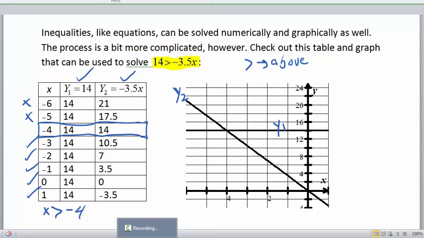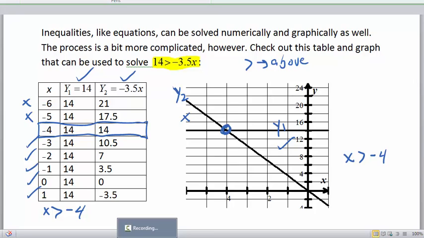Well, over here it is. This is the area where it's above, and this is the area where it's below. And where does it change? It changes right here at negative 4. So we can see that y1 is above y2 everywhere to the right of negative 4. And again, what does to the right of mean? It means greater than. So everywhere where x is greater than negative 4, y1 is greater than y2, meaning above.